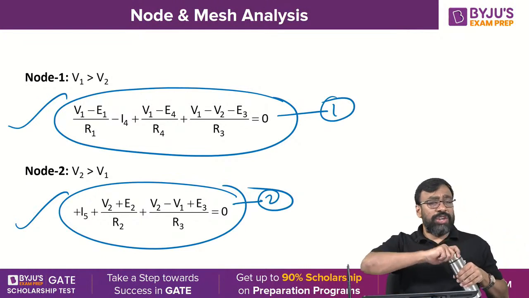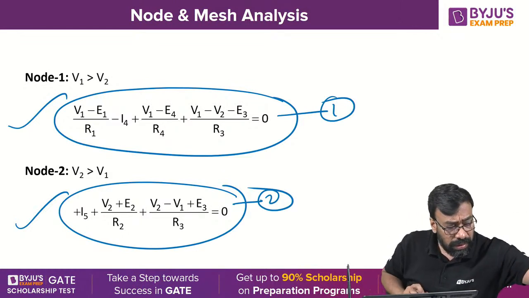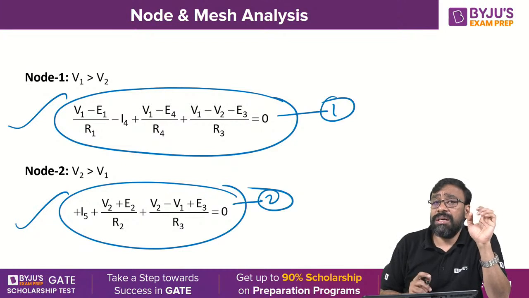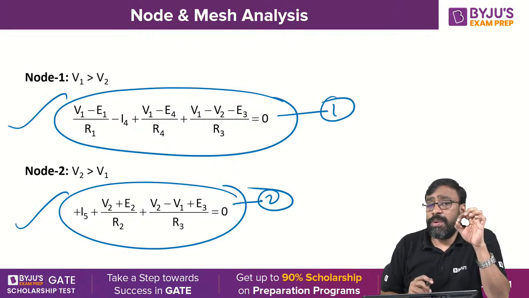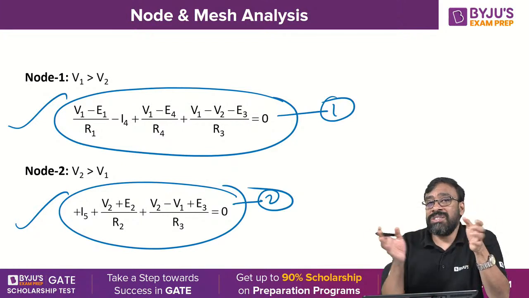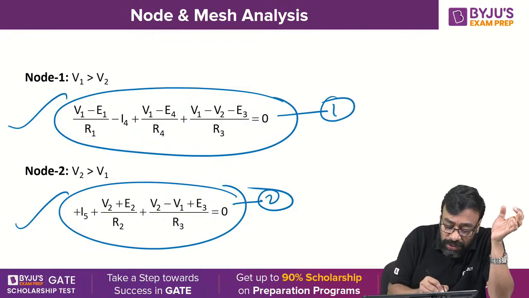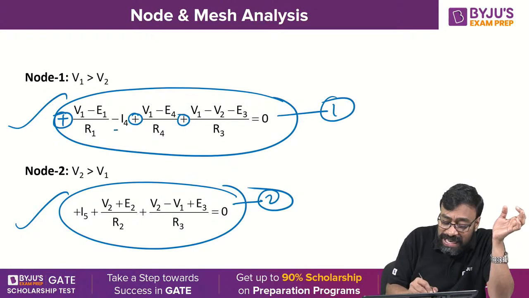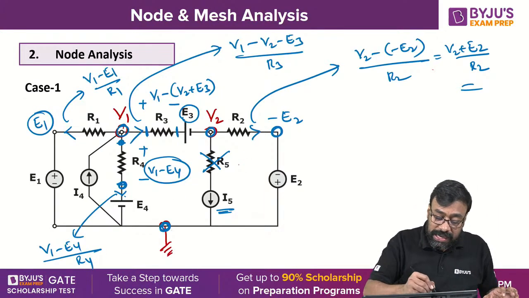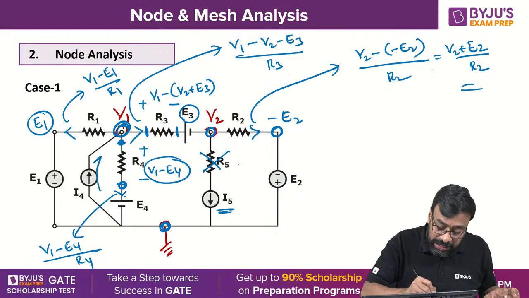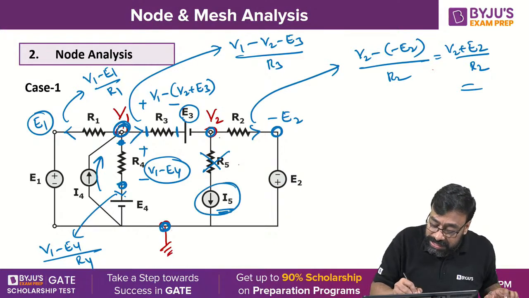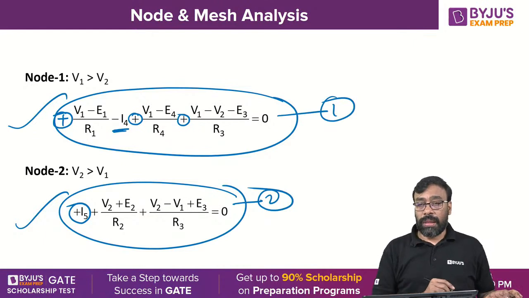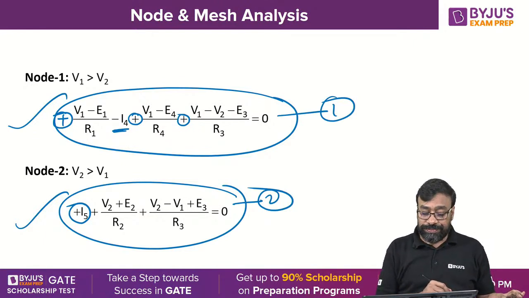When you write the equation at node 1, you generally assume that V1 is greater than V2, so that the current always flows from higher potential to lower potential. At node 1, all currents will be leaving. That is why you get plus, plus, plus, plus. This is minus I4 because it's an entering current. As far as node 1 is concerned, it is entering current. I5 is a leaving current. That is why you got plus I5. Understand?